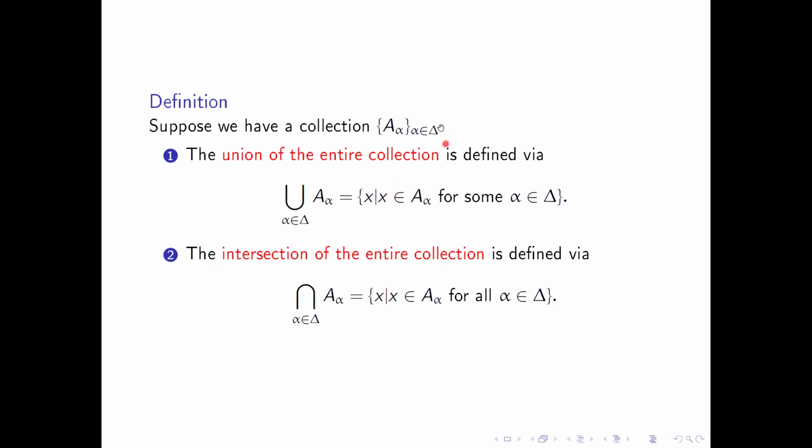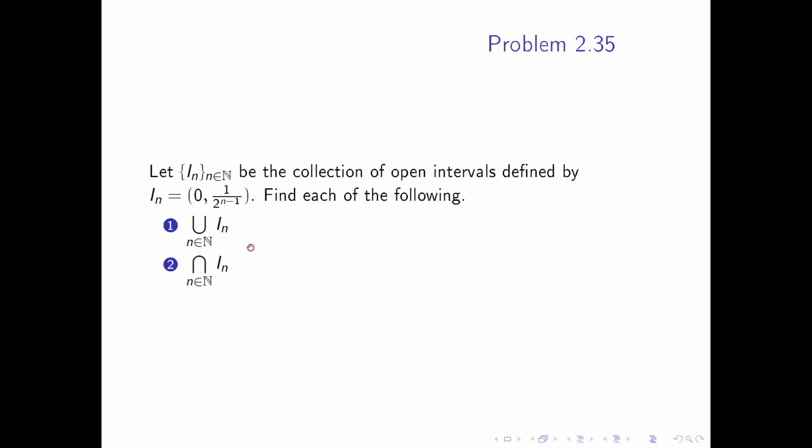This is a collection where alpha is inside the delta. If I use the union and put alpha inside delta, I'm saying pick any alpha in the delta and then union it with another alpha in the delta and another alpha. But we could also do an intersection. These are the two key ways that we do unions and intersections of a massive collection here, and that's kind of critical. So let's do an example.